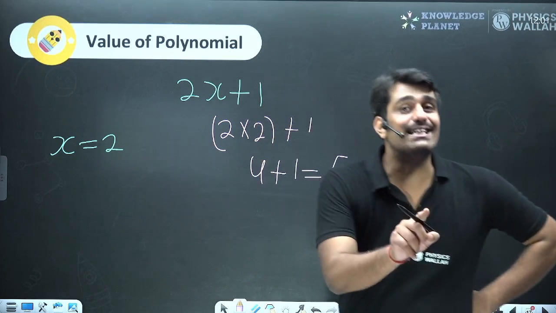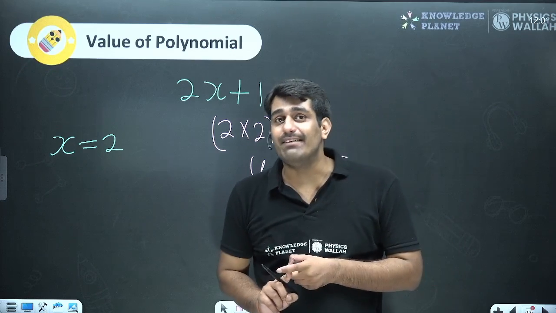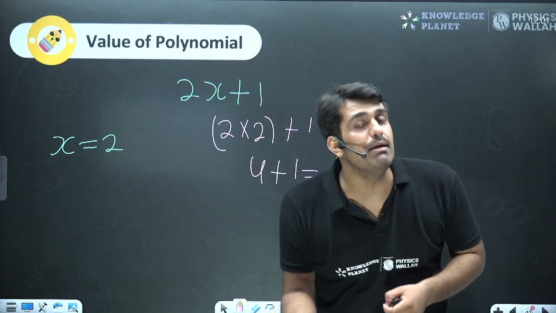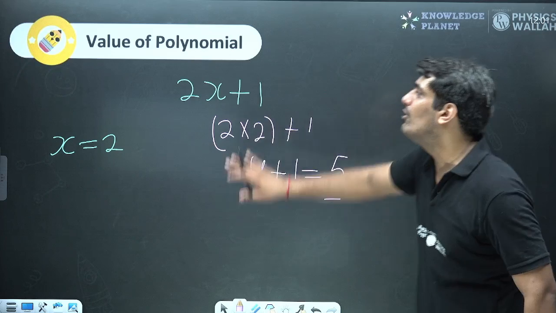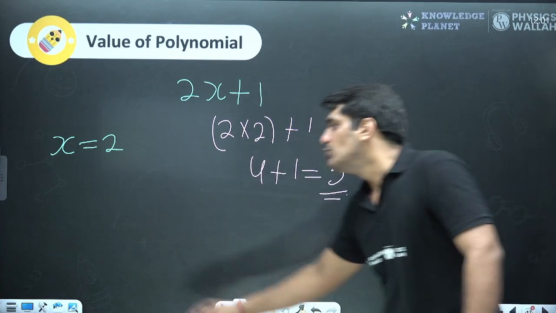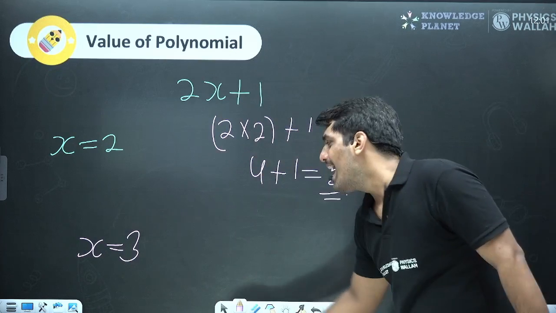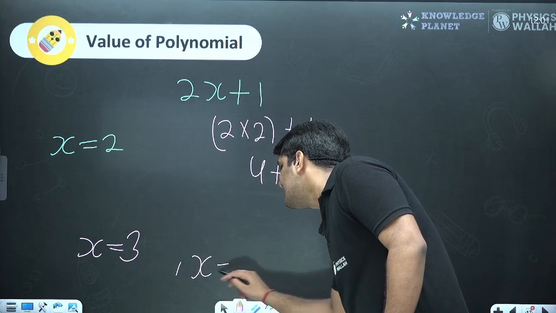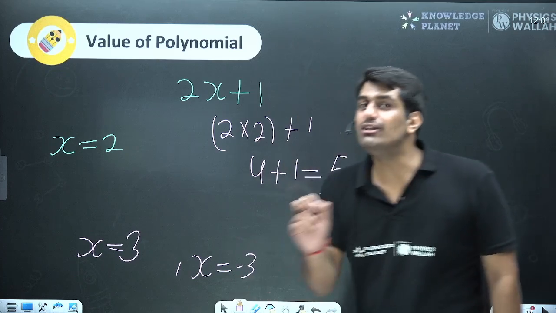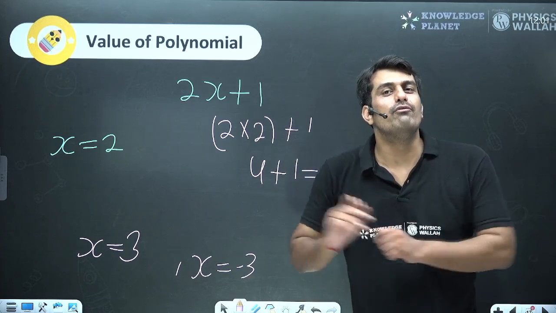It can change. The value of a polynomial is not a constant thing because it depends on the value of the variable. If the value of the variable is changing, the value of the polynomial will also change. So you can now find out what the value of the polynomial will be if we have x as 3 and if we have x as minus 3. This is something you need to do. Everything should not be spoon-fed. So this is the job which you have to conduct.